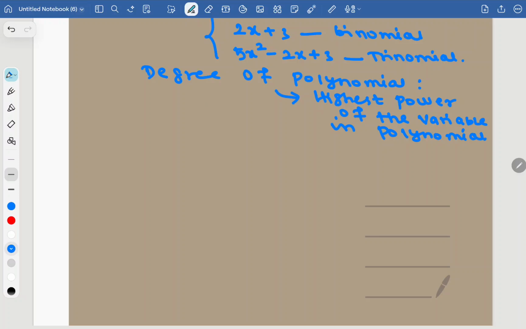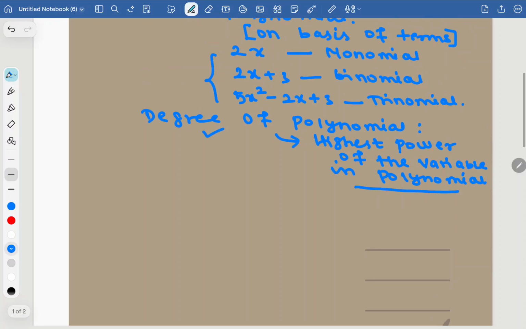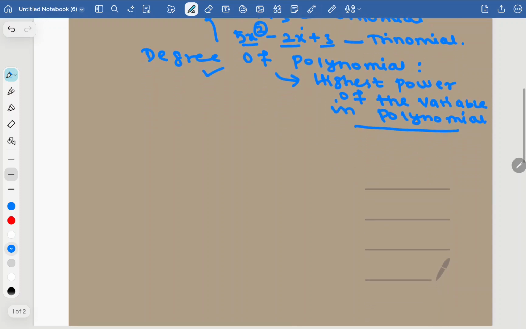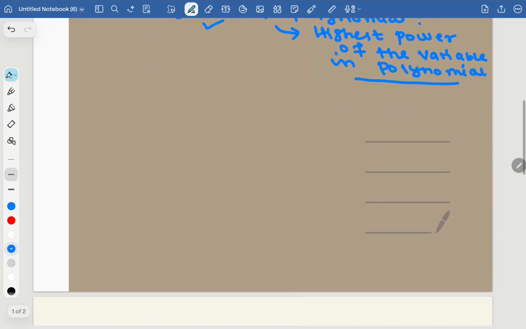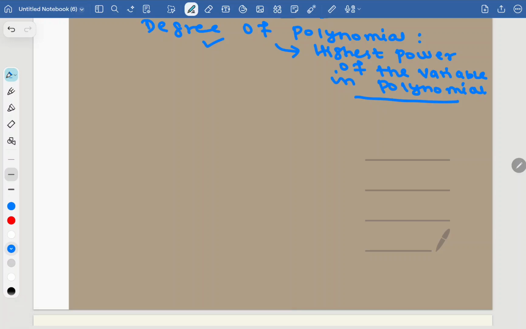When you ask how to find the degree of the polynomial: the highest power of the variable in the polynomial. Here we have 2x, power is 1, degree of the polynomial is 1. Here 2x plus 3, power is 1, degree of the polynomial is 1. Here we have 5x square minus 2x plus 3. Highest power means here 1, here 2. Highest power is 2. Degree is 2. That's all. From the polynomial we can easily find the degree, which is the highest power of the variable in the polynomial.